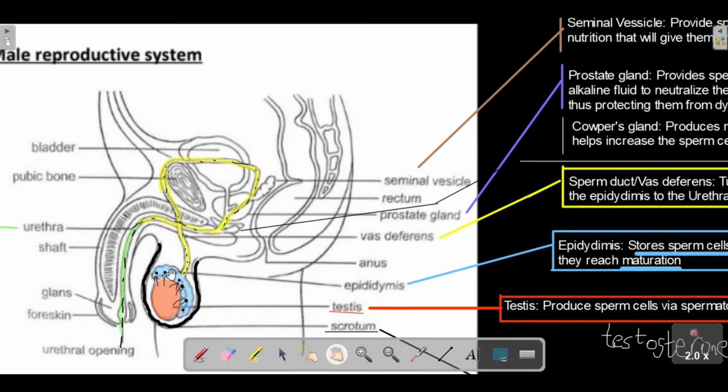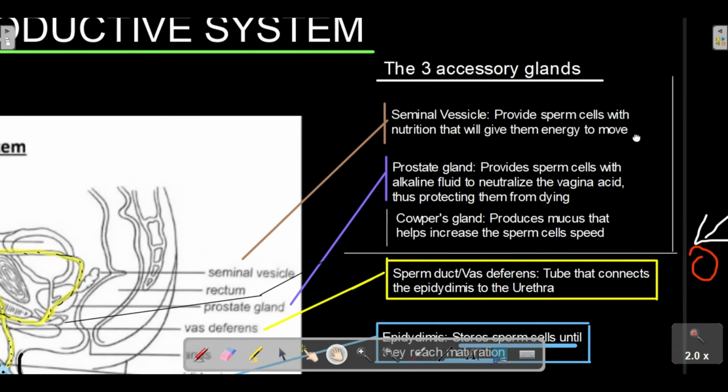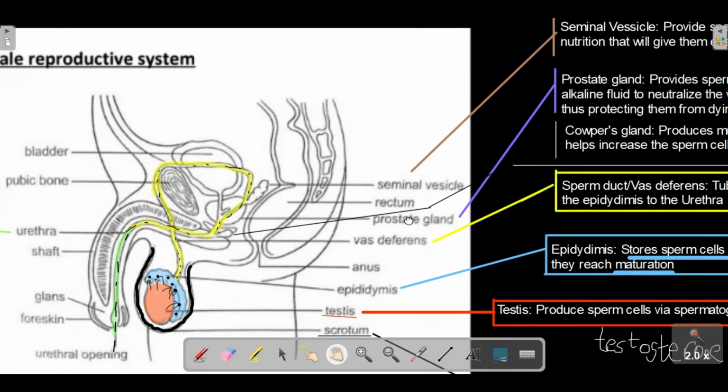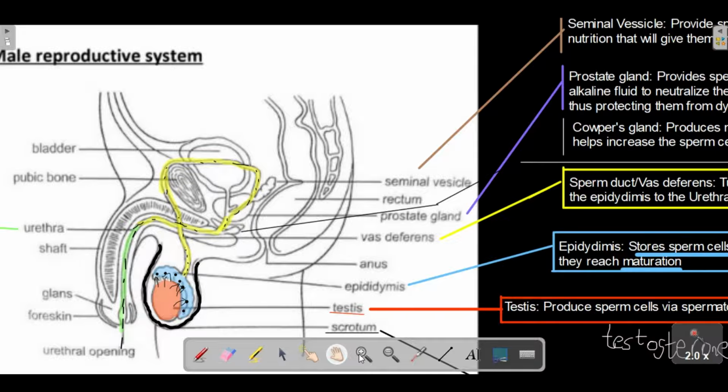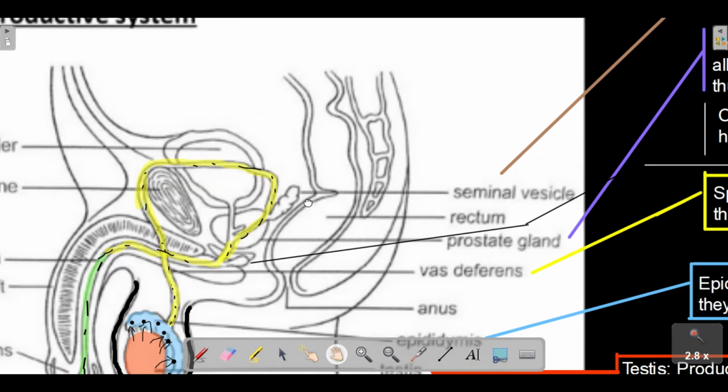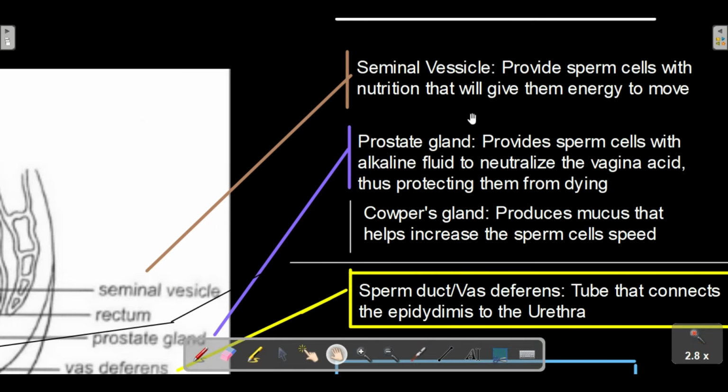So along this path, the sperm cells come in contact with three accessory glands. And these are very important. I need you guys to ensure that you can identify these and that you can differentiate them from each other. So there are three accessory glands that equip the sperm cells with everything they need in order to make that journey possible. And that is the seminal vesicle, prostate gland, and Cowper's gland.